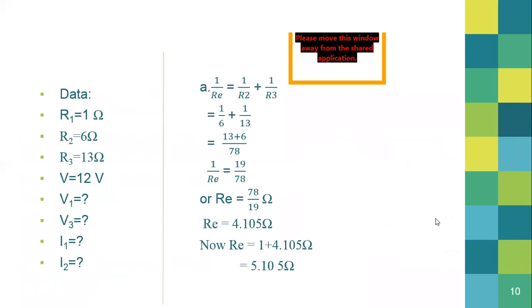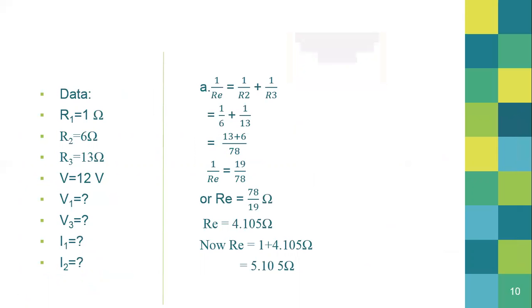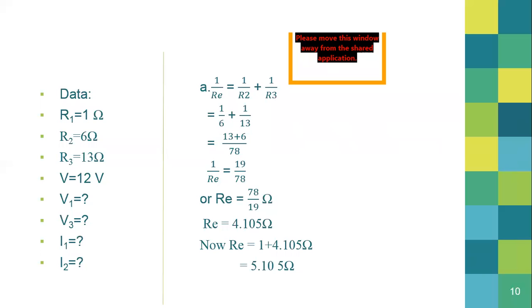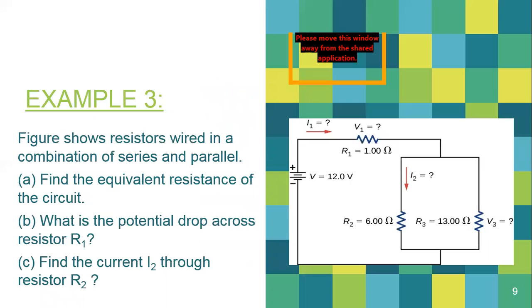Okay. 1 upon R2 plus 1 upon R3, 1 upon 6 plus 1 upon 13. Take the LCM of 13 and 6, it is 78. Then solve mathematically, it becomes 19 upon 78. Cross multiply it or write the reciprocal of it. RE is equal to 78 upon 19. All right. After dividing, we get the answer 4.105 ohm for the two resistors, that is R2 and R3. And one resistor is left, that is R1. Okay. So add this answer to this one to find the total resistance.